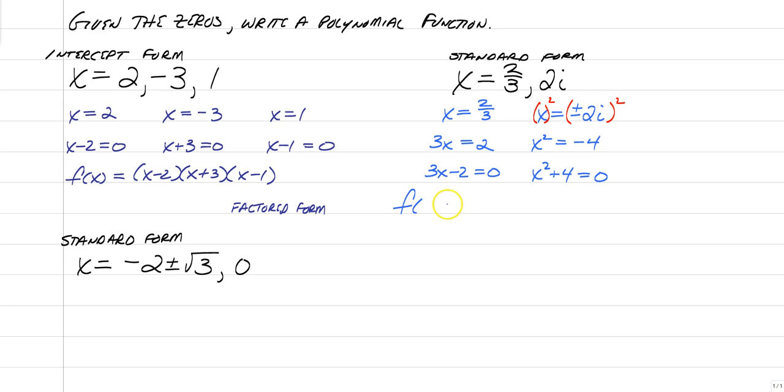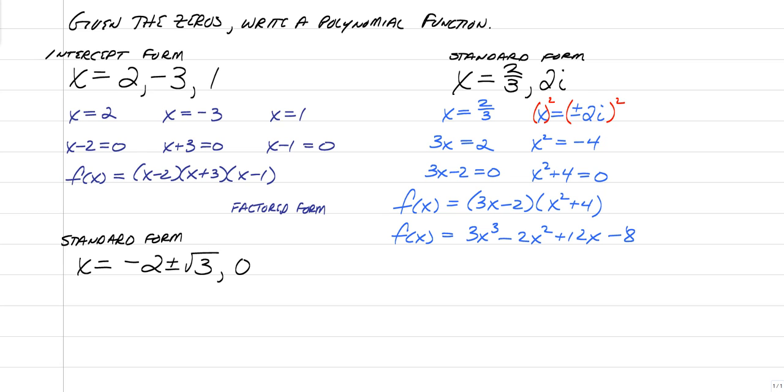So you still need to write it in intercept form. So we're going to have f of x is equal to 3x minus 2 times x squared plus 4. But now you just have to multiply it out to get into standard form. So f of x is equal to x squared times 3x is 3x cubed. x squared times -2 is -2x squared. 3x times 4 is going to give you 12x, and -2 times 4 is -8. So that is your answer in standard form. Okay? So that's how you work with those guys.